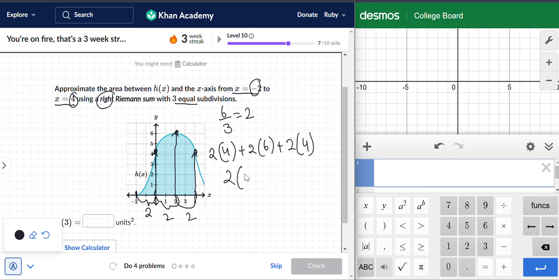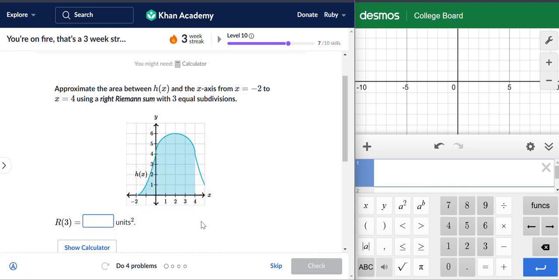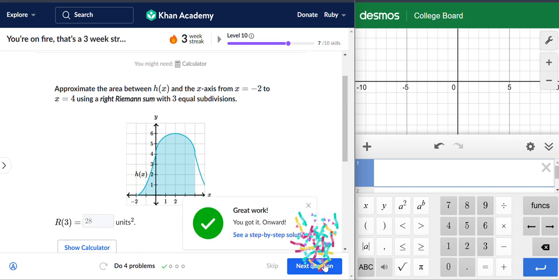Technically, this can also be rewritten as 4, but I choose to write it this way so it can be easier to see. Okay, so anyways, we have 14 times 2, which is 28. So let's see if 28 is correct. Yay!